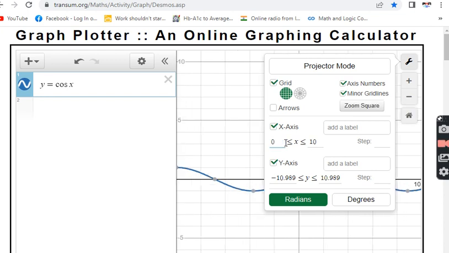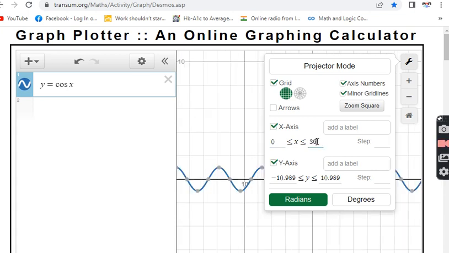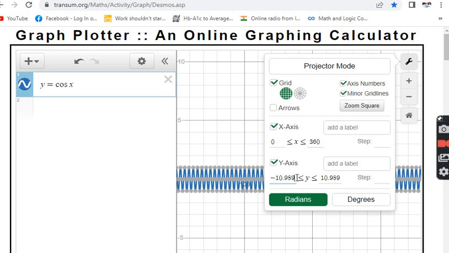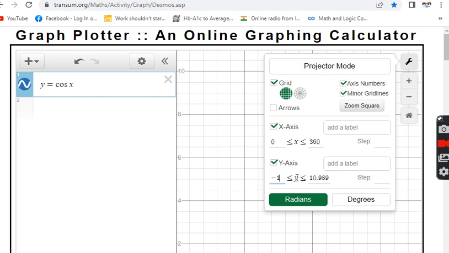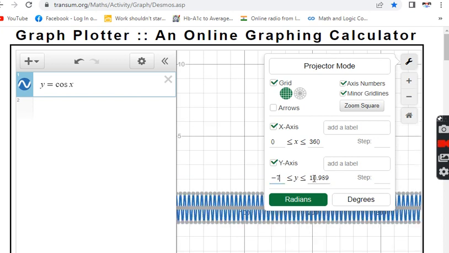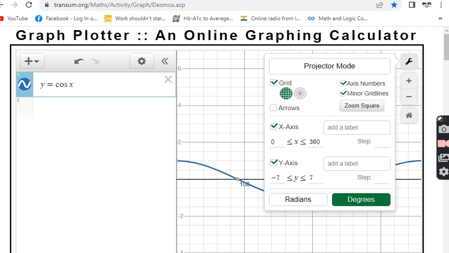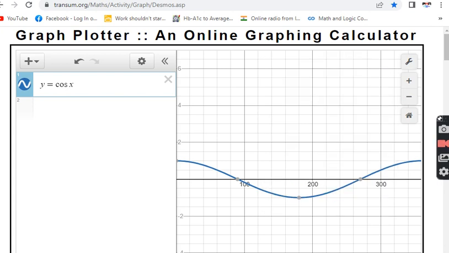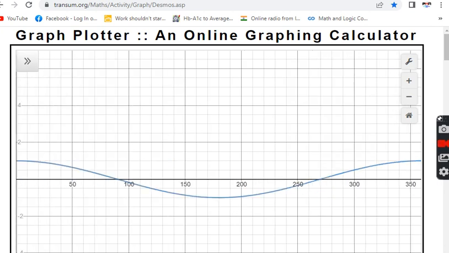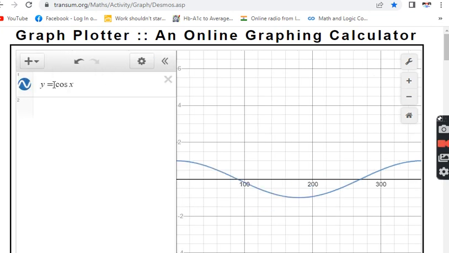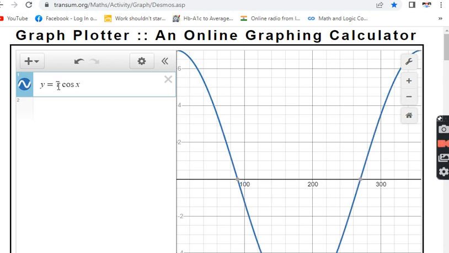0 degrees to 360 degrees, and the value of y from -7 to +7. Sorry, y = 7 cos x.